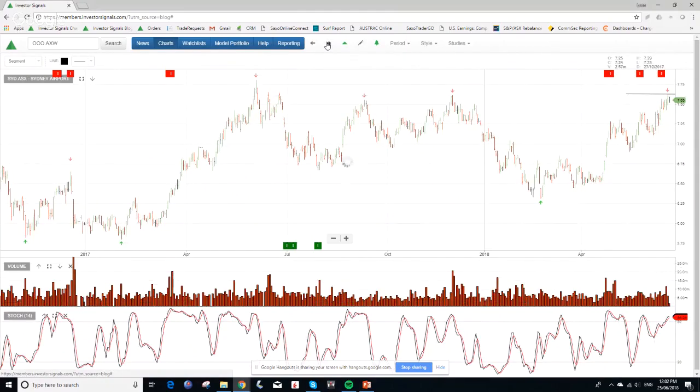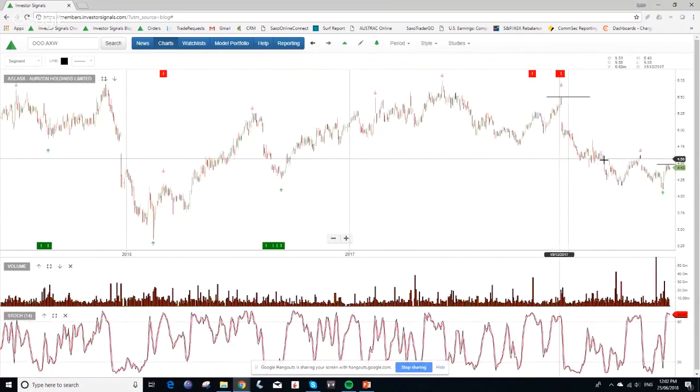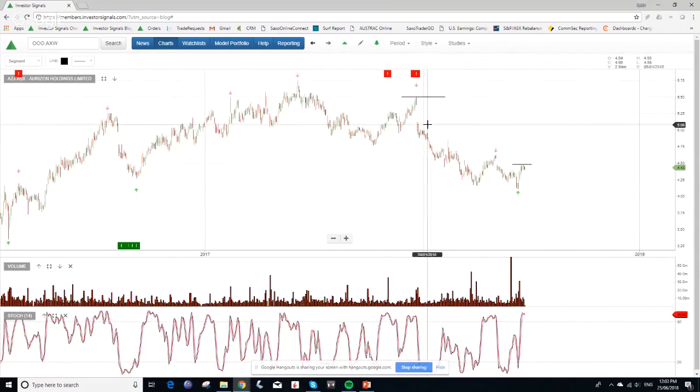Sydney Airport's up against resistance, not doing anything there. In Aurizon, actually, I'll just jump back to Aurizon just to remind everyone that this is a name that you want to look out for in the back half of this year for it to switch from an algorithm sell signal into an algorithm buy.